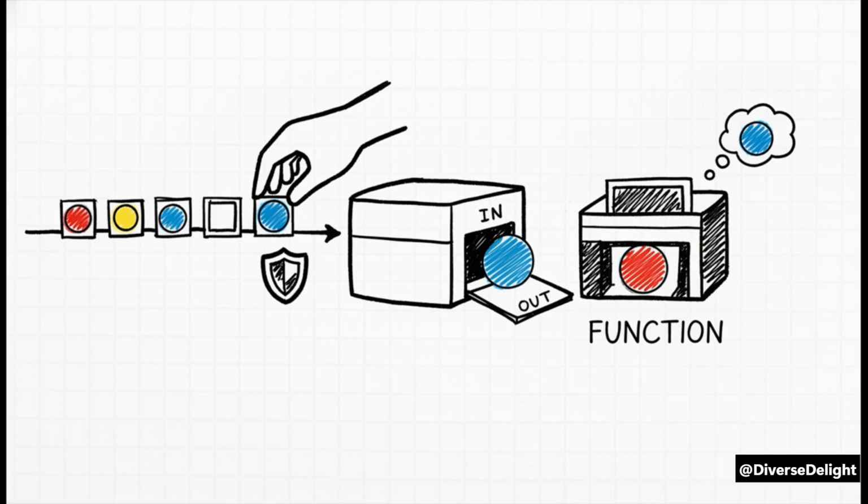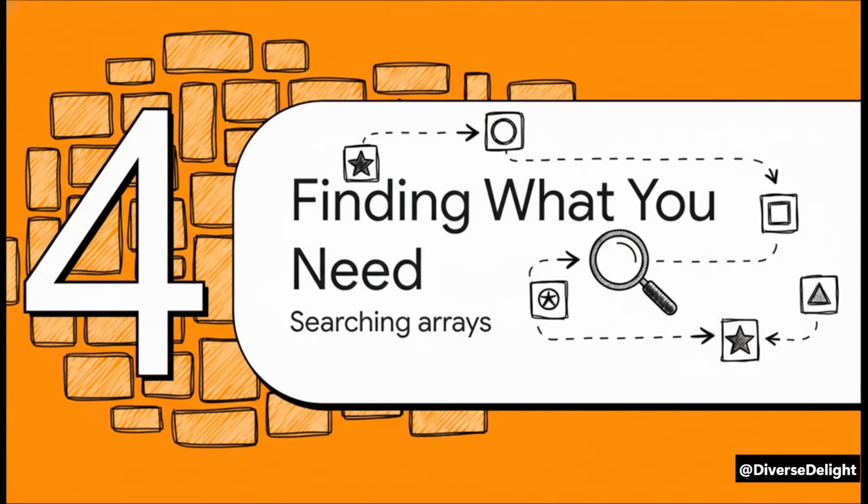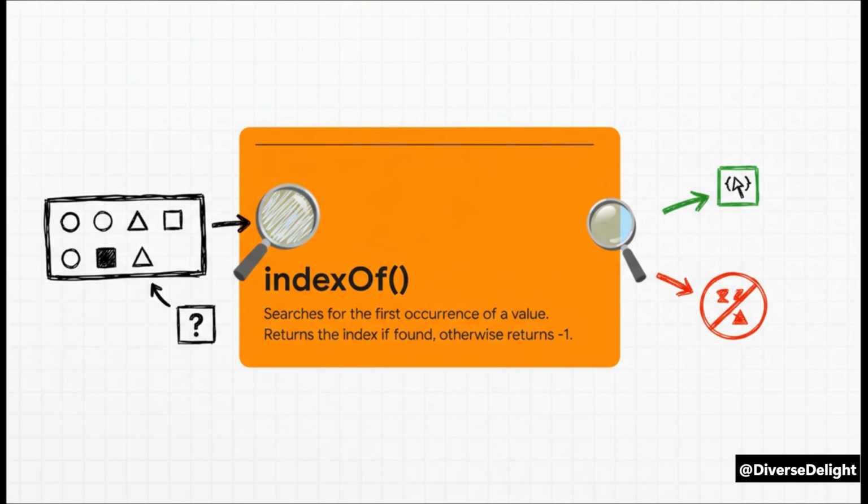Now, your arrays can get huge, right? We're talking hundreds, even thousands of items. You're not going to scroll through them one by one. So let's learn the essential skill of searching an array to find exactly what you're looking for fast. Luckily, JavaScript gives us this amazing built-in tool called indexOf. It's so simple. You just tell it what you're looking for, and it zips through the array to find it.